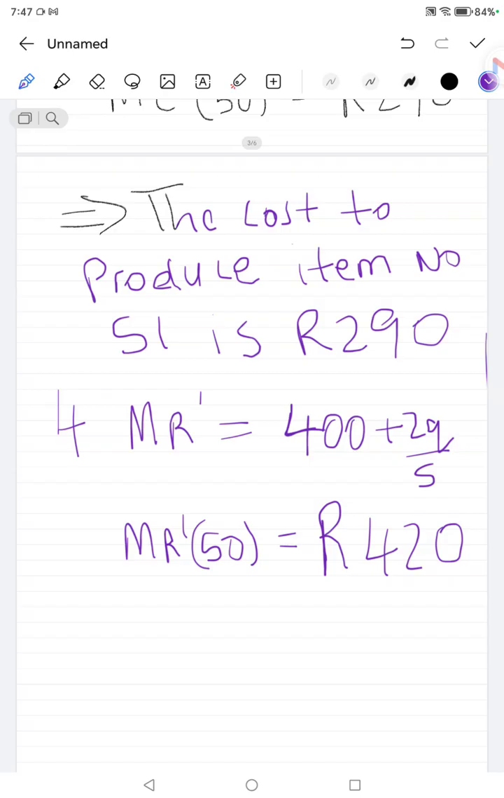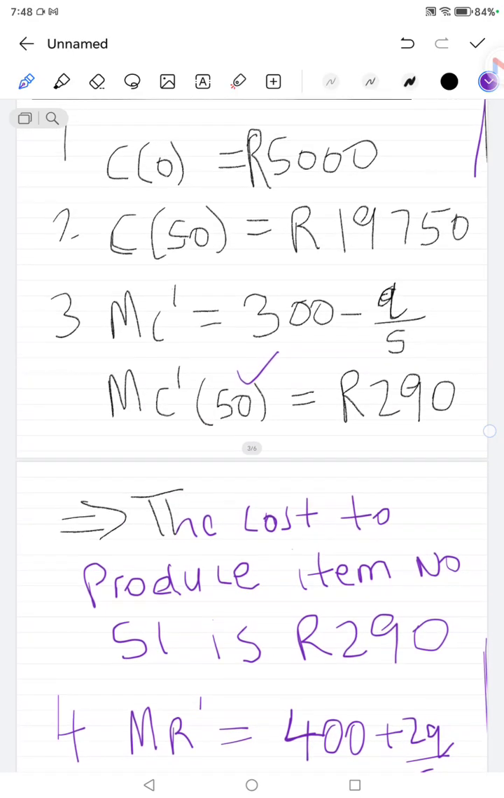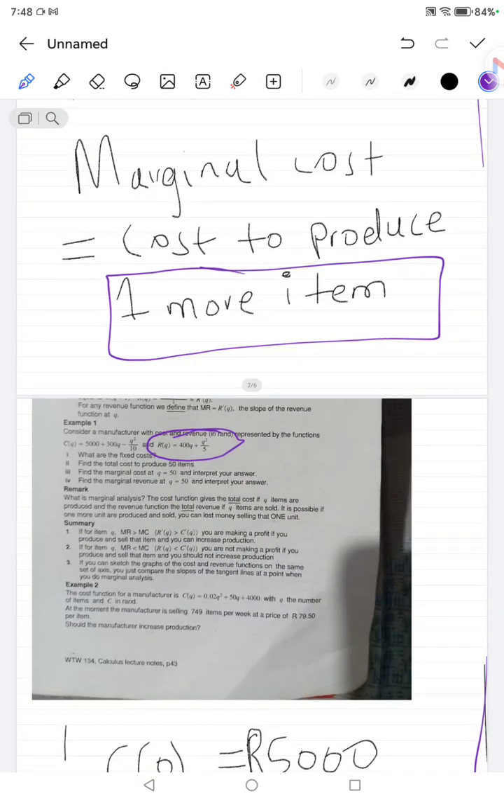For this one, you will say the revenue from item number 51 is 420. Then let's just check. Yes, you're done with the rest of the question. As simple and straightforward as that.